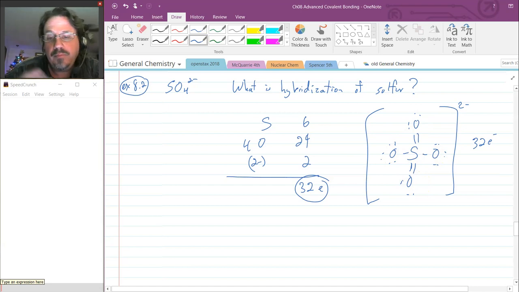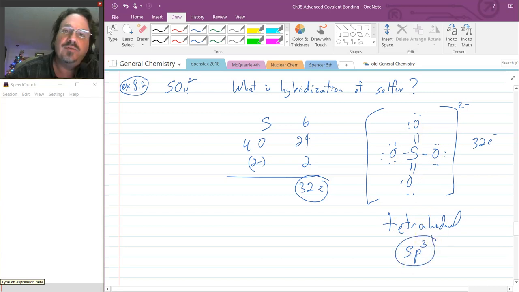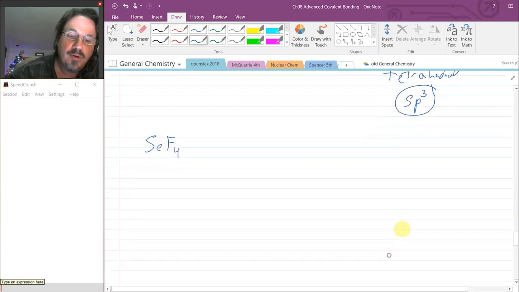Either way, you look at that central sulfur, and what's the electron geometry? Well, I've got a double bond, a single, and a single. No lone pairs at all. So there are 4 things coming off of that. 4 things I know has an electron shape of a tetrahedral, and a tetrahedral requires an sp3 hybridization. So it's just that simple. Sulfur in that molecule has an sp3 hybrid.